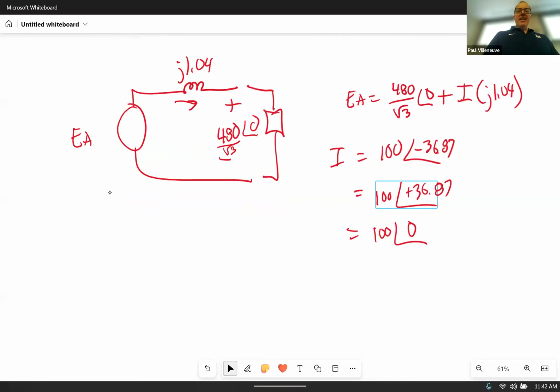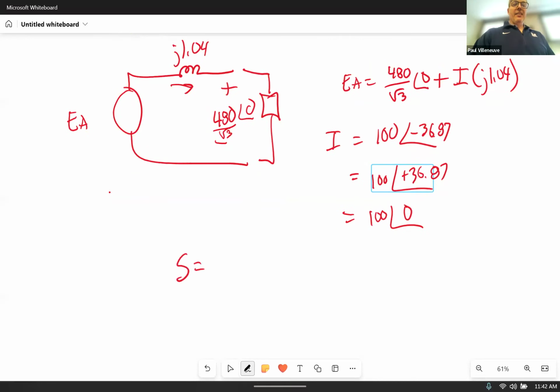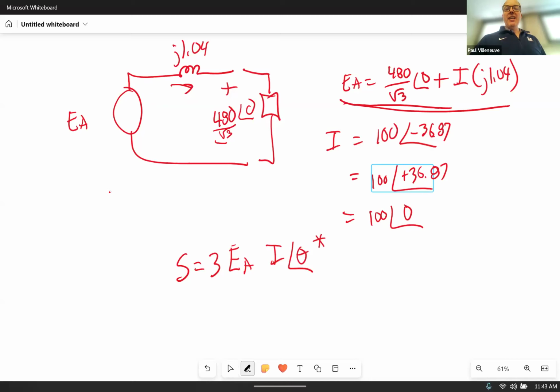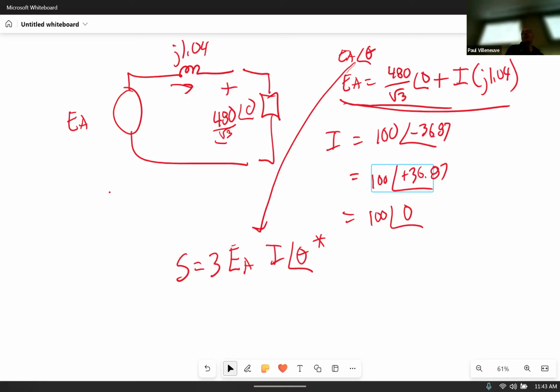Once we have EA and I, then S is going to be equal to, this is where we're going to be careful, 3 EA times I, whatever the value of I is at an angle of theta, and we've got to take that conjugate here. Here's where we have to be careful. The value EA here is going to have a magnitude and an angle, correct? So you need to make sure that that angle is included in your calculations. Otherwise, you're going to get really wonky results. Okay?